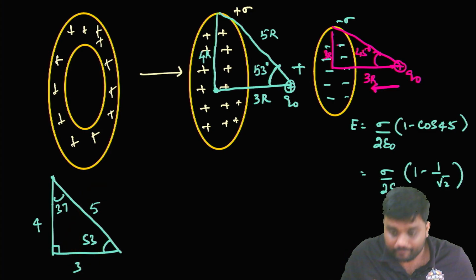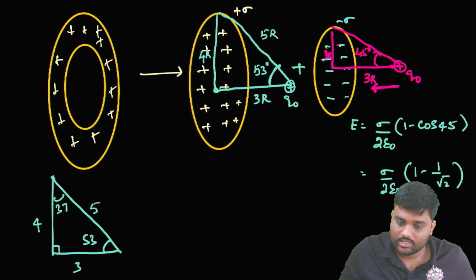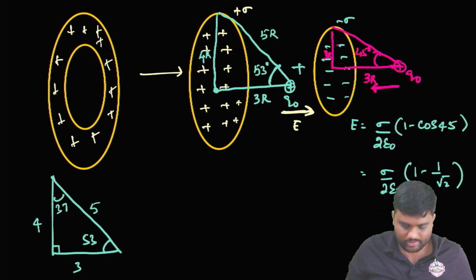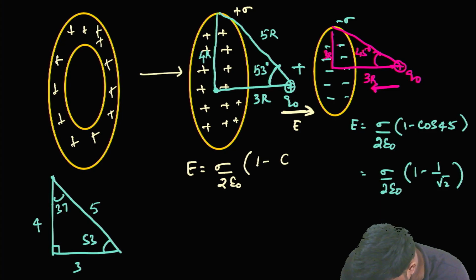53 degrees. Right, sir? Because this disk is positively charged, that means your electric field is going away. In this direction you get the electric field. So that electric field is given by sigma by 2 epsilon naught (1 minus cos 53).